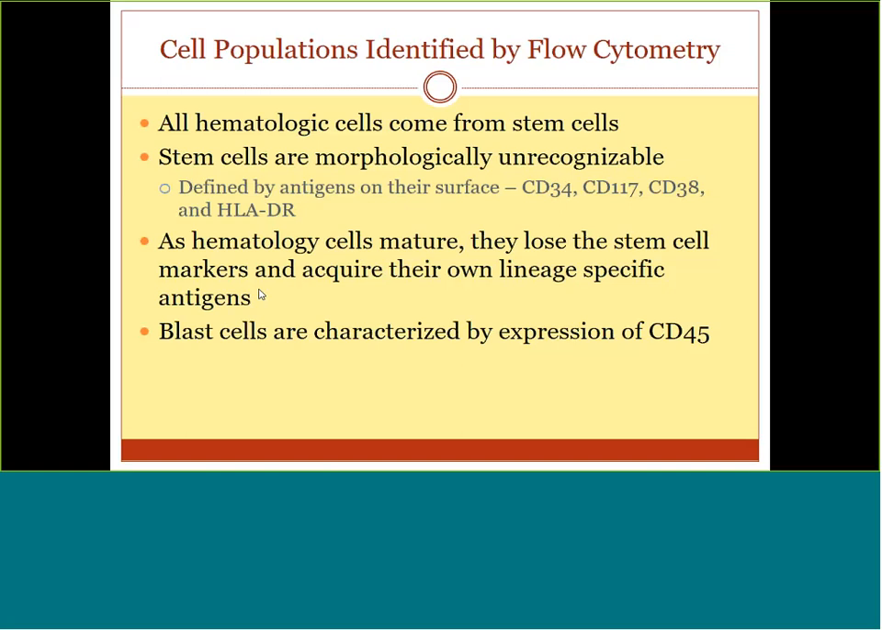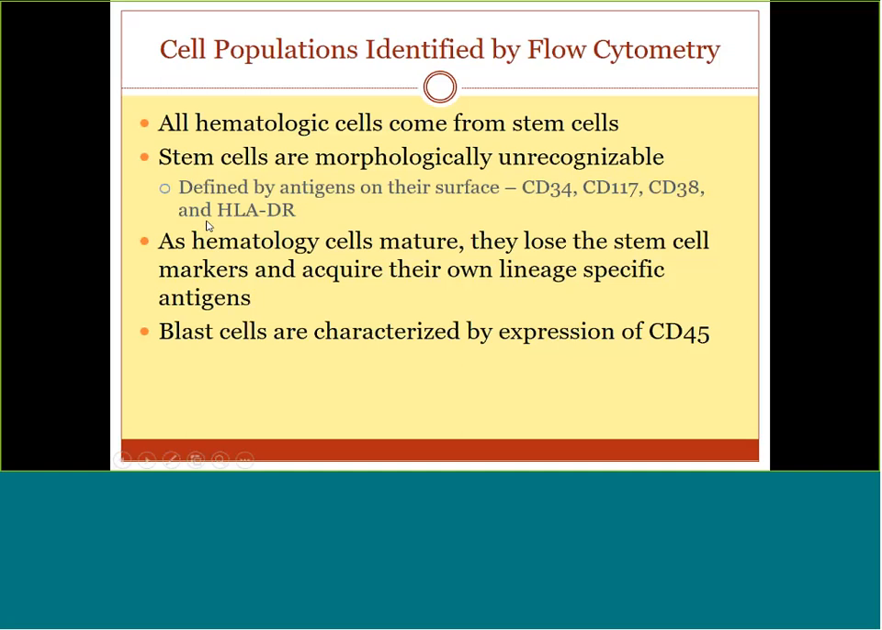So CD markers, what we call CD markers, that's just the name of the antigens that are on the surface, so they will give them numbers. For stem cells, they are identified by the CD markers or antigens 34, 117, 38, and HLA-DR. Those are the antigens they know always exist on a stem cell surface. The one that I want you to remember is CD34. I do want you to remember CD34 is a marker for stem cells. So that's the first one that I want you to remember.